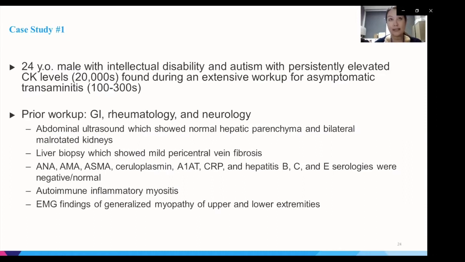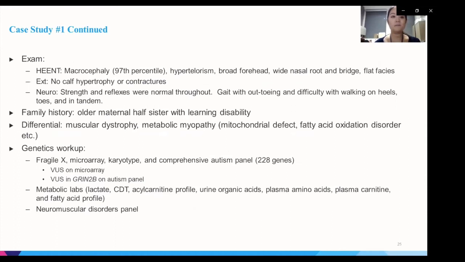So by the time we had seen him in his mid-20s, he had gone through this extensive workup already by his pediatric physicians, and was now being referred to see if we could figure out why he had this hyper-CKemia, and perhaps tie in whether this was related to his intellectual disability and autism.